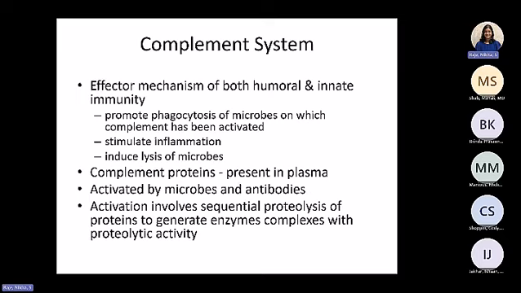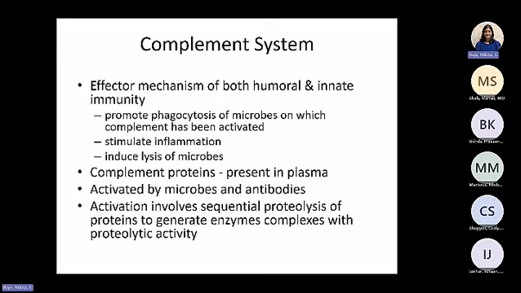Now we talk about the complement system. Complement system is an effector mechanism of both humoral and innate immunity. We talked about the alternative complement pathway and lectin pathway, which are part of the innate immune system. For humoral immunity, the antibodies activate the classical pathway, and that's your classical pathway, part of the humoral response of the complement system. Regardless, the complement system promotes phagocytosis of microbes, stimulates inflammation, and induces lysis of the microbes.